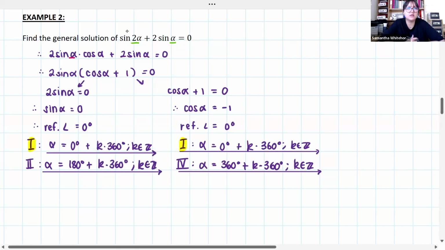It kind of makes sense. In quadrant 1, both sine and cos are positive. There's a co-ratio relationship with them, so we end up with the same solution. If you only write that solution once, that's fine.